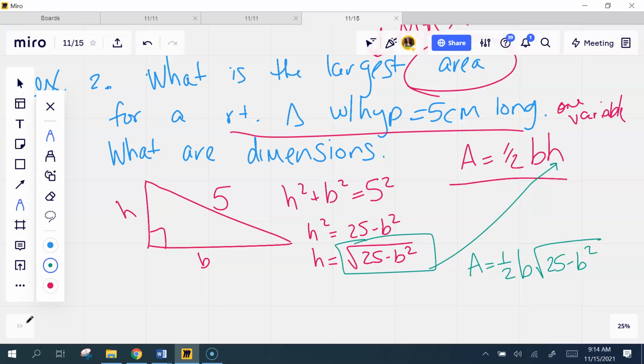Because you can't split them up when you're adding or subtracting under the radical, only when you're multiplying or dividing.